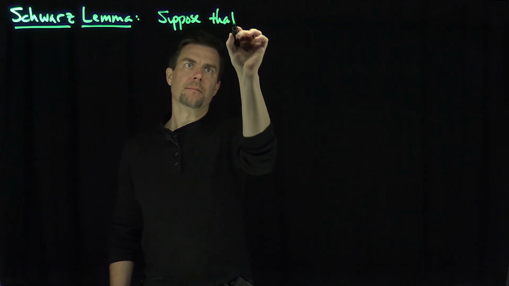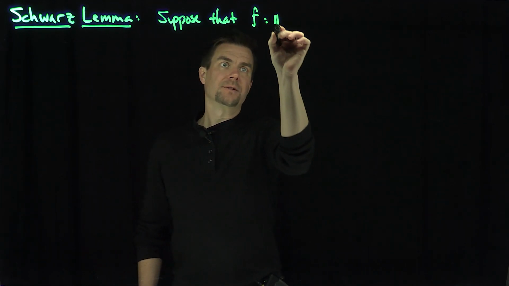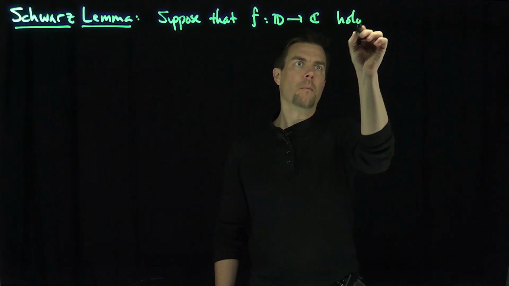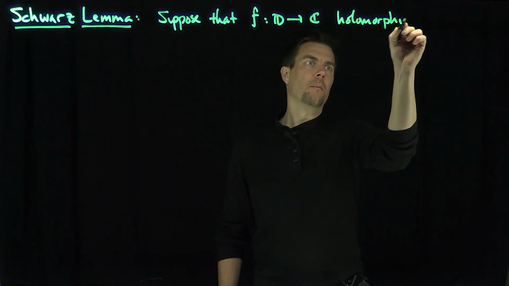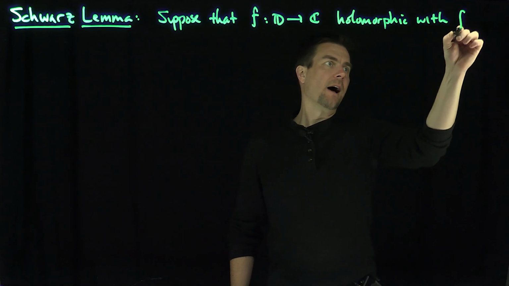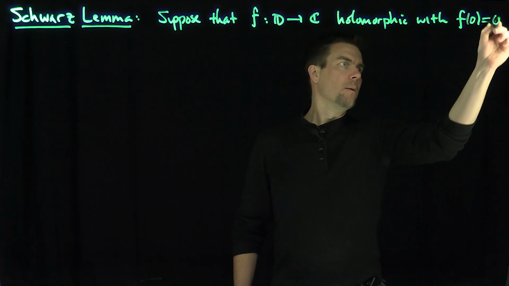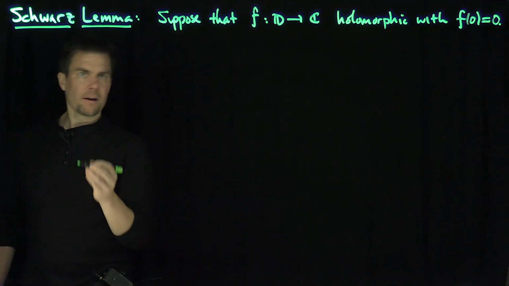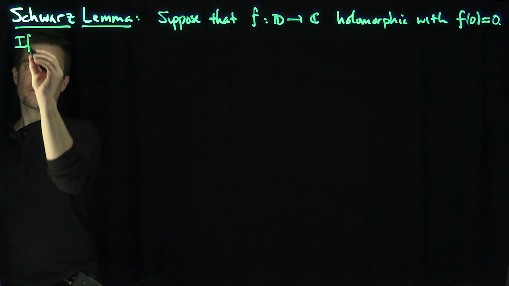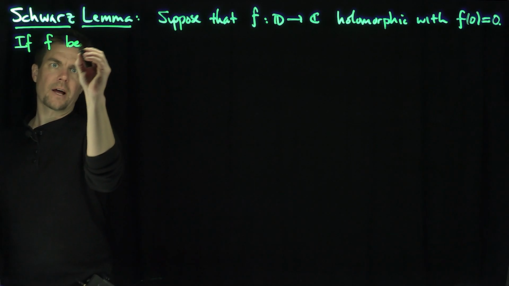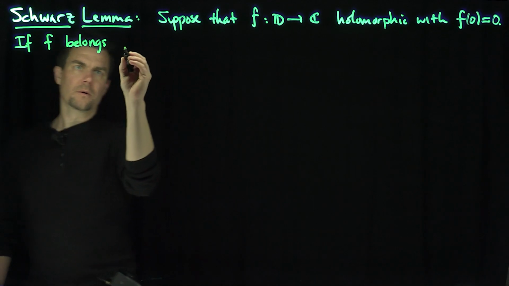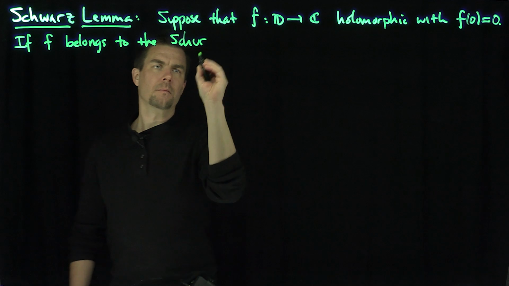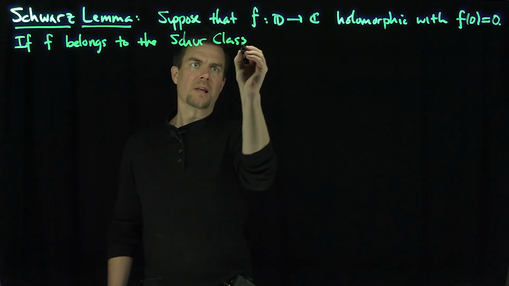that f maps the disk into C and is holomorphic, with f of 0 being 0. So f vanishes at the origin, okay? If f belongs to the Schur class, and I'll tell you what that means in a second here.